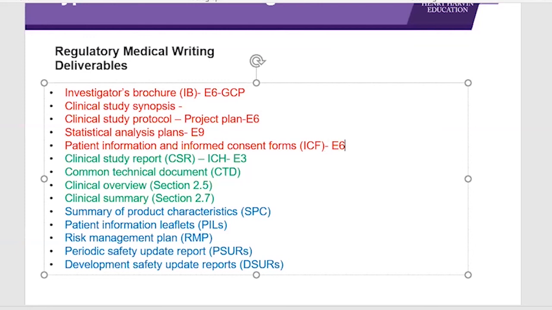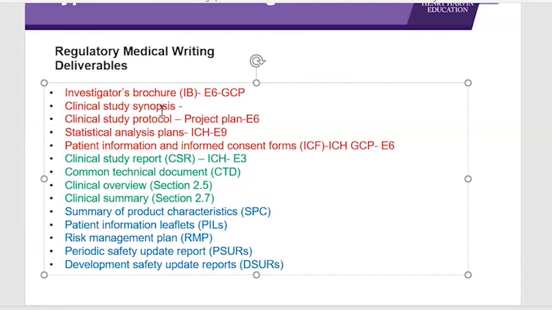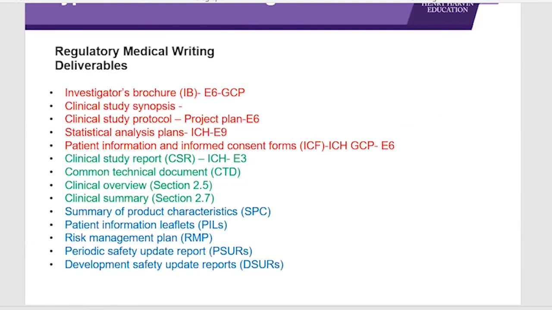Just to clarify, when I say E6, it is ICH GCP E6. So this set of documents in red is required before every clinical trial. These documents are required before starting a phase 1 trial, a phase 2 trial, and a phase 3 trial. When I say the beginning of the trial, I mean the beginning of every trial of every phase. So separately for phase 1, separately for phase 2, separately for phase 3. Yes, this is trial specific, irrespective of the phase.